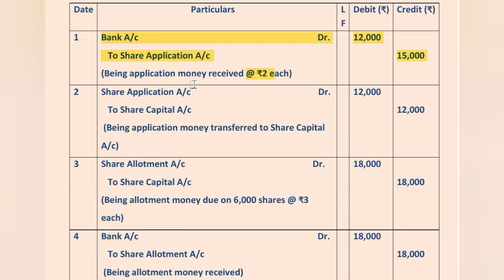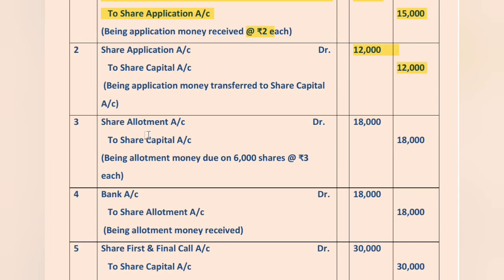Next, where does it transfer to? Share capital. It is not the money of the bank, so it is transferred to the company's capital account. Share application account debit to share capital account. How much is transferred? 12,000. How to write: being share application money transferred to share capital account. Like that you have to write the being.